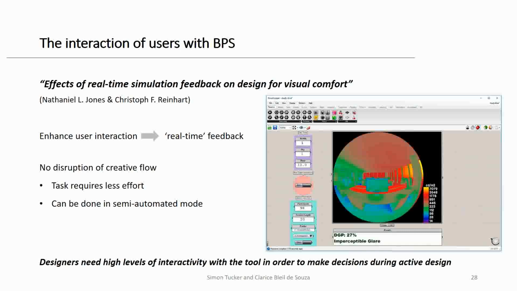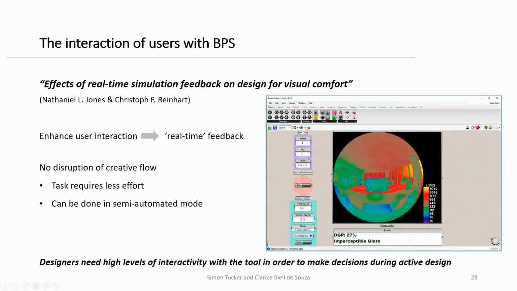The second paper in this section on interaction, and the final of the 6, from Jones and Reinhardt, effects of real-time simulation feedback on design for visual comfort. So the idea here is that if real-time feedback is given, then the user's interaction with the simulation software is greatly enhanced. Because there's no disruption in a creative flow, the task will require less effort and can be done without so much thinking about it in a sort of semi-automated mode.